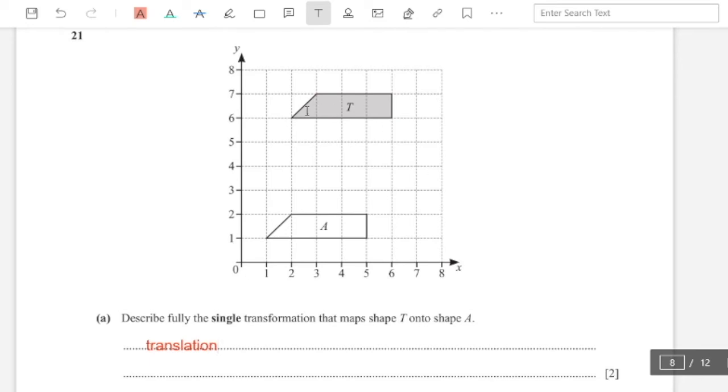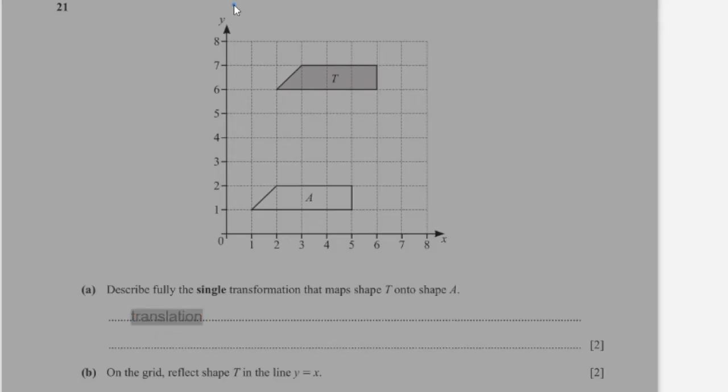And the matrix of the translation, you can see over here, the shape has moved 1 unit to the left, which means the x value should be -1, and then it has moved down 4 units, which would mean the value of y is supposed to be -5. So we have the matrix as -1 and -5.